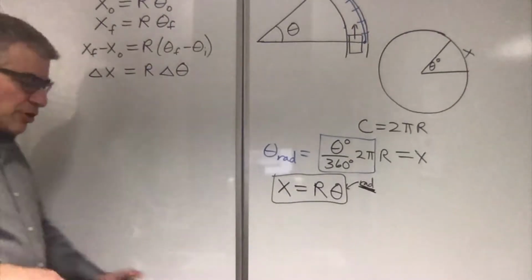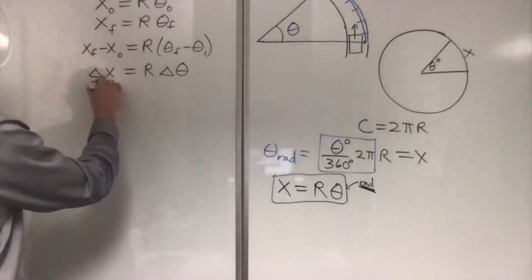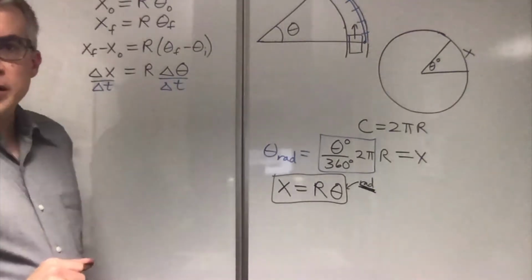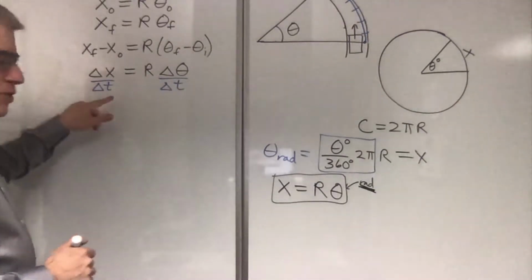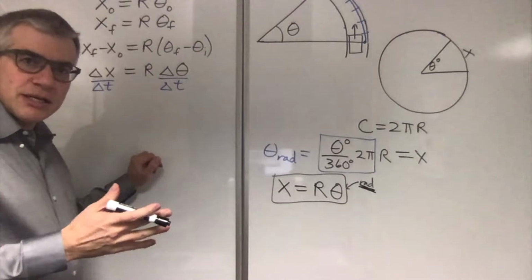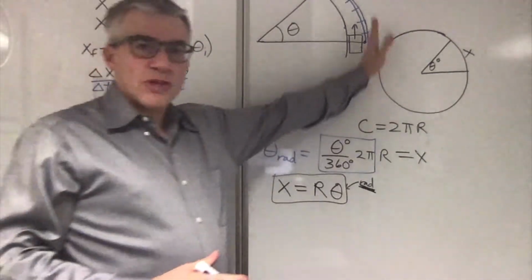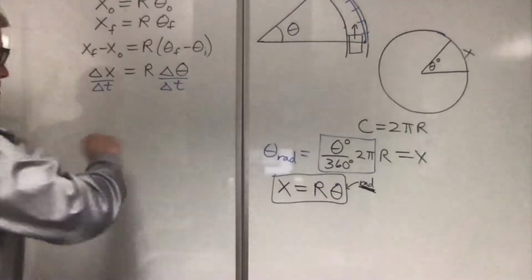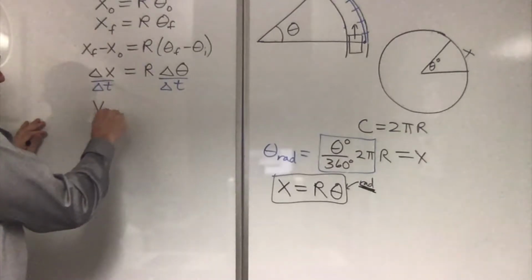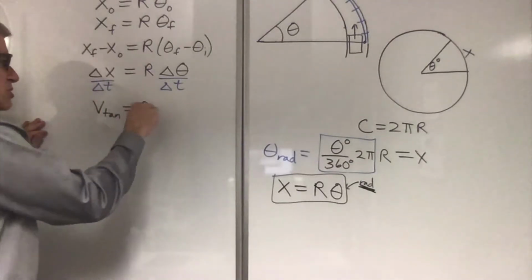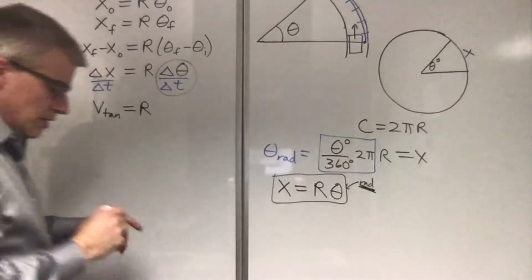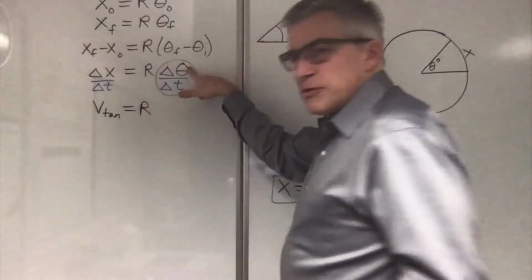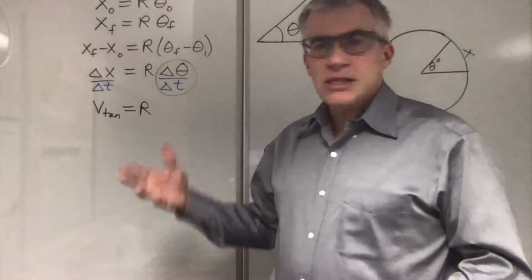But now here's the surprise. Let's divide by time. Now what are we talking about? Delta x over delta t is velocity. In particular, the tangential velocity as we go along the road. So we have tangential velocity here, and it turns out to be r times this thing. This is radians divided by seconds, so it's measured in radians per second.